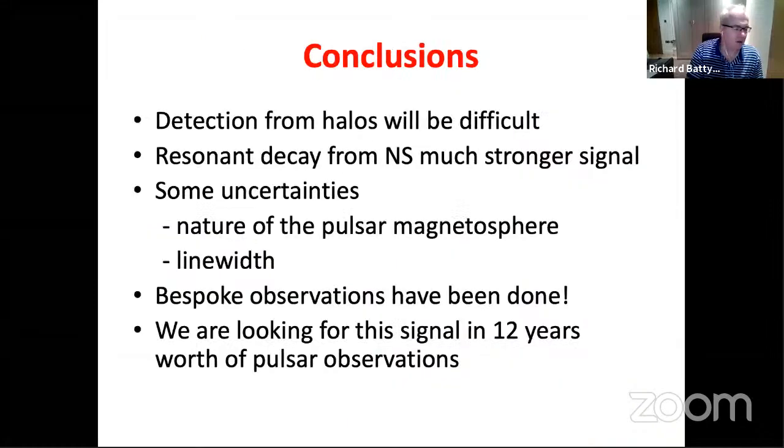We're working on these theoretical calculations to try and improve them. I'll conclude now. Detection from halos will be difficult directly from the dark matter themselves, through spontaneous decay, but this resonant decay from neutron stars is a much stronger signal. However, there are some uncertainties that need to be understood before you can start really taking those limits at absolute face value. That is what we're working on at the moment, understanding the nature of the pulsar magnetosphere and this line width calculation.